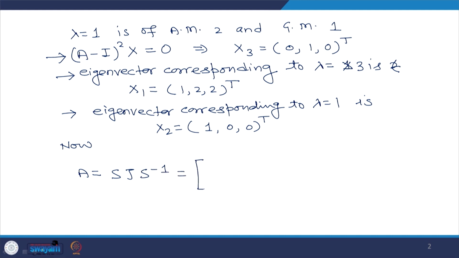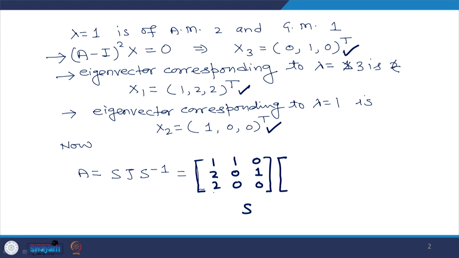What is S here? I will take x1, that is 1, 2, 2, then I will have x2, 1, 0, 0. So x1, x2, and now the third column comes from the generalized eigenvector, that is 0, 1, 0. So, this is your matrix S. Now, how to write J?